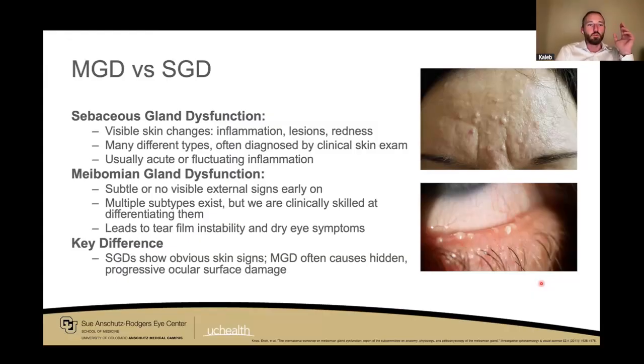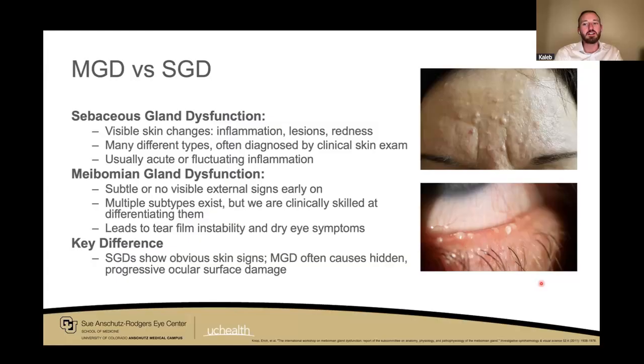So in general, sebaceous gland dysfunction is diagnosed way earlier than MGD, because there are visible skin changes. Patients look at themselves in the mirror every single day. They see what their skin looks like. If you start to get pimples, clogged sebaceous glands, lesions, papules or pustules, or changes in your cosmesis, patients see this immediately, they're bothered by it, they go and see a dermatologist and try to get it fixed. So sebaceous gland dysfunction is diagnosed very early, just by a clinical exam, oftentimes by the patient.